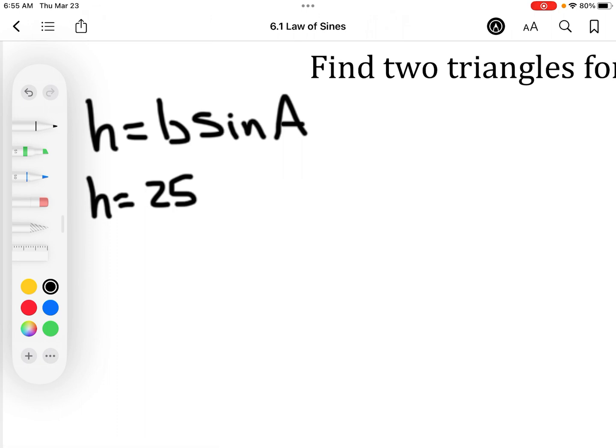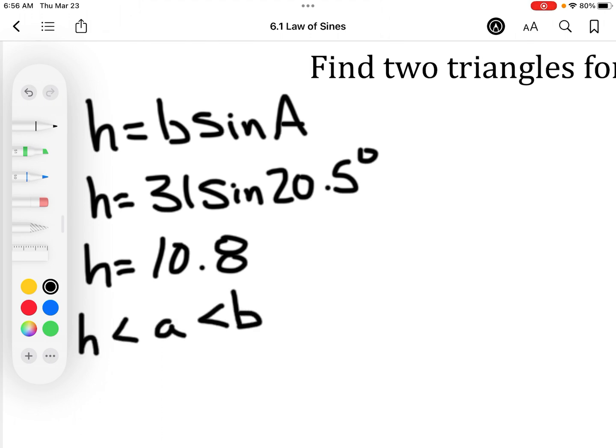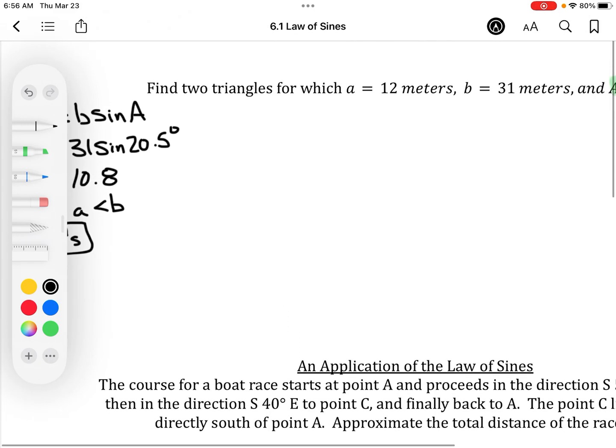So H is 31, sorry, times the sine of 20.5 degrees. And H is 10.8. And if you look on your other sheet, your ambiguous case, we see that H is smaller than A and A is smaller than B. So this is going to make 2 triangles. And we want to find both of them.